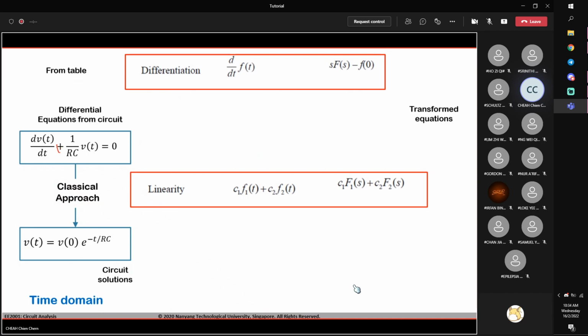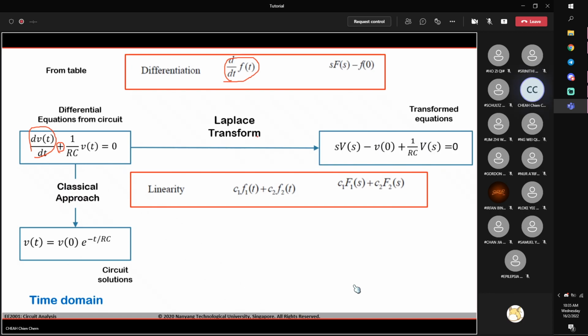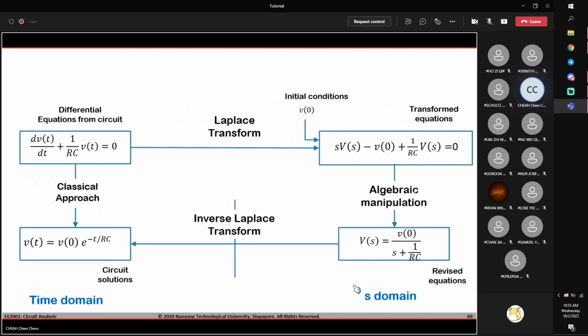Linearity property, right? These are linear combinations of two terms. This involves differentiation, so we need to use this property. If you take Laplace transformations, then dV/dt you get sV(s) minus the initial voltage. Using the linearity property, the second term, plus 1 over RC, a constant, multiplied by v(t) will become the constant multiplied by V(s). Now look at these equations. There are no more differentiations. That means that after imposing your initial conditions, you can do algebraic manipulation, right?